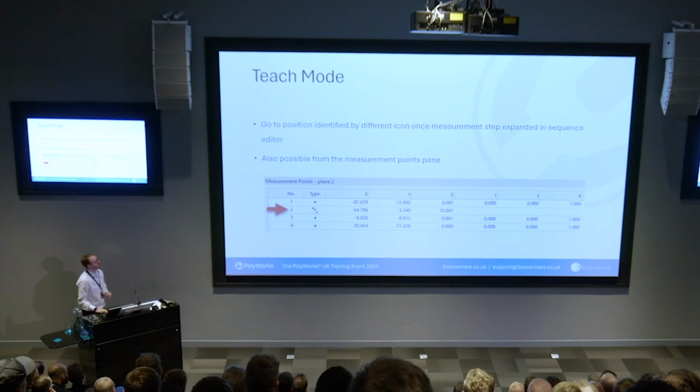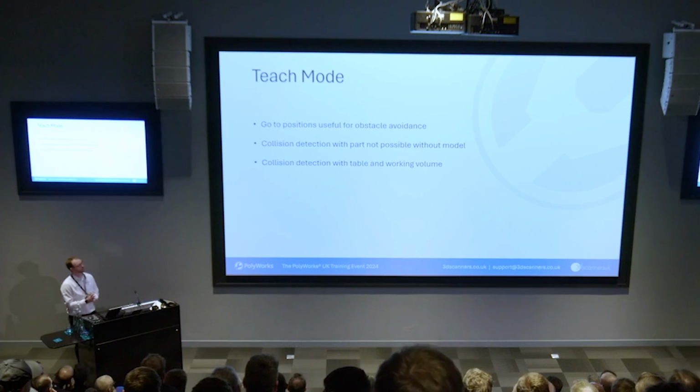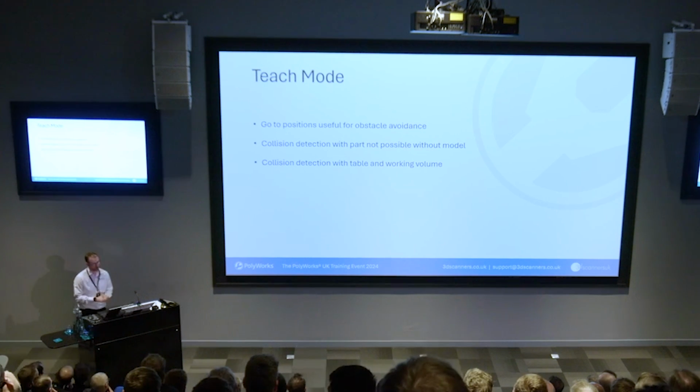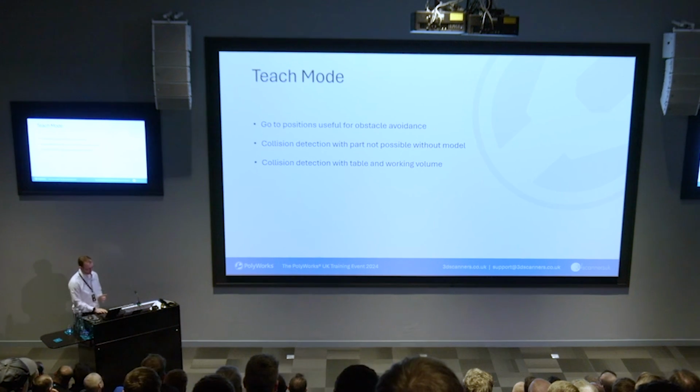The go-to positions can be edited either from the sequence itself, or from the measurement points pane that you'll find in your measurement properties. As I said, go-to positions are useful for obstacle clearance, but please be aware that when you're using Teach Mode, collision detection is not turned on, not possible. So please be careful. The last point there is that it does still work as normal with your working volume and your table as well. So that will still be possible.